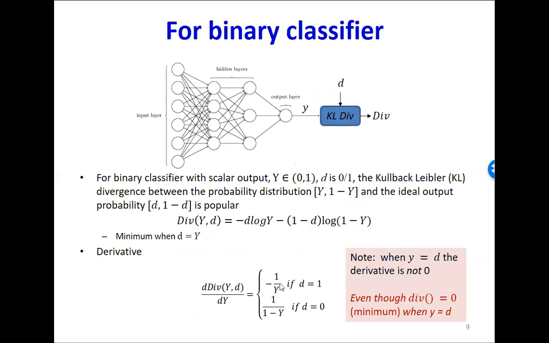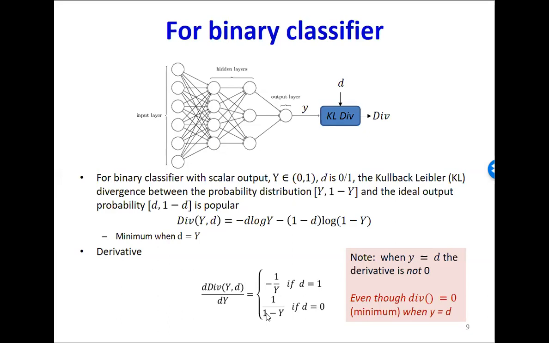When y takes the correct value, y is going to be 1. So the slope is actually going to be minus 1. It's not going to be 0. When you have the correct answer, the derivative of the divergence is minus 1. Also, if the desired output is 0, then when the network is actually outputting a 0, you find that the slope is 1.